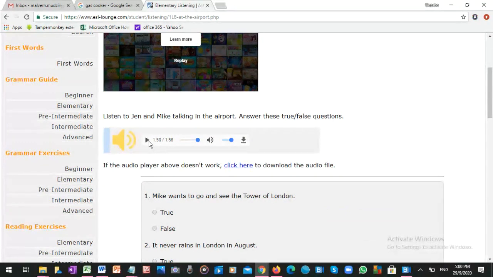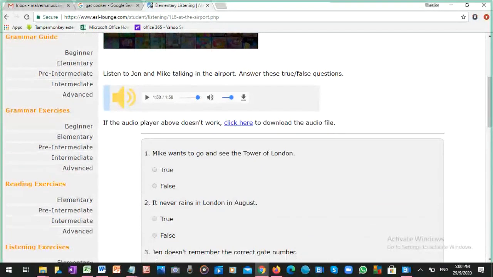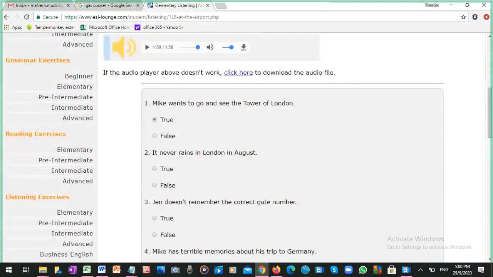All right. Did you understand that one? All right. So let's try to answer the questions. Then we can end the lesson for today. Is that okay? All right, so the first question is, Mike wants to go and see the Tower of London. Is that true or false? True. Well done. It never rains in London in August. Is that true or false? True. Okay.